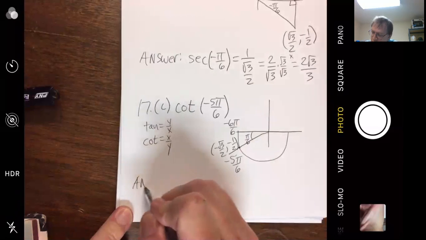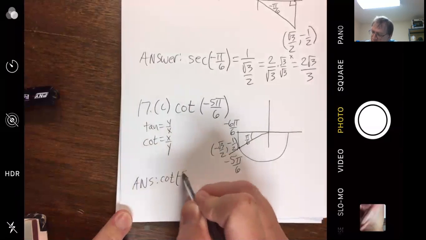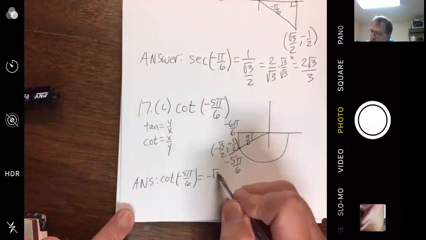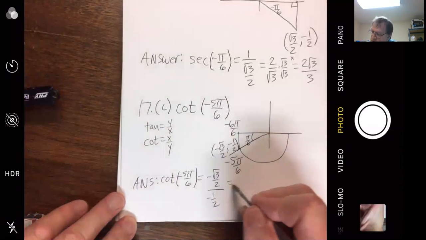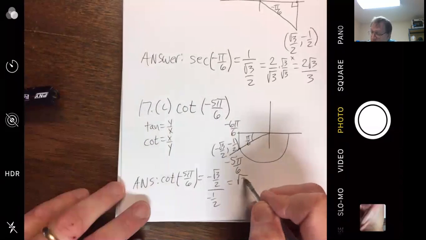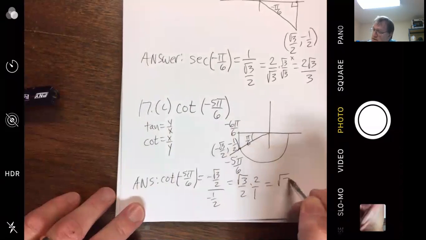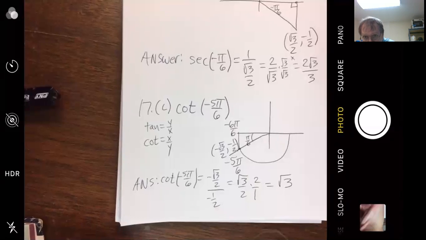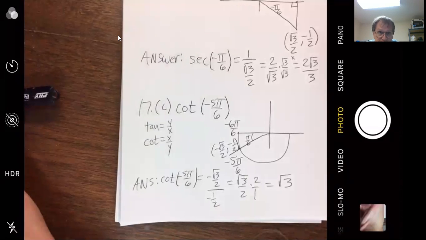The answer here, cotangent of negative 5 pi over 6 is equal to your x, negative root 3 over 2, over your y. We can make it positive because the two negatives divide out. So that's root 3 over 2 times 2 over 1, and that will be equal to the square root of 3. Questions about that?